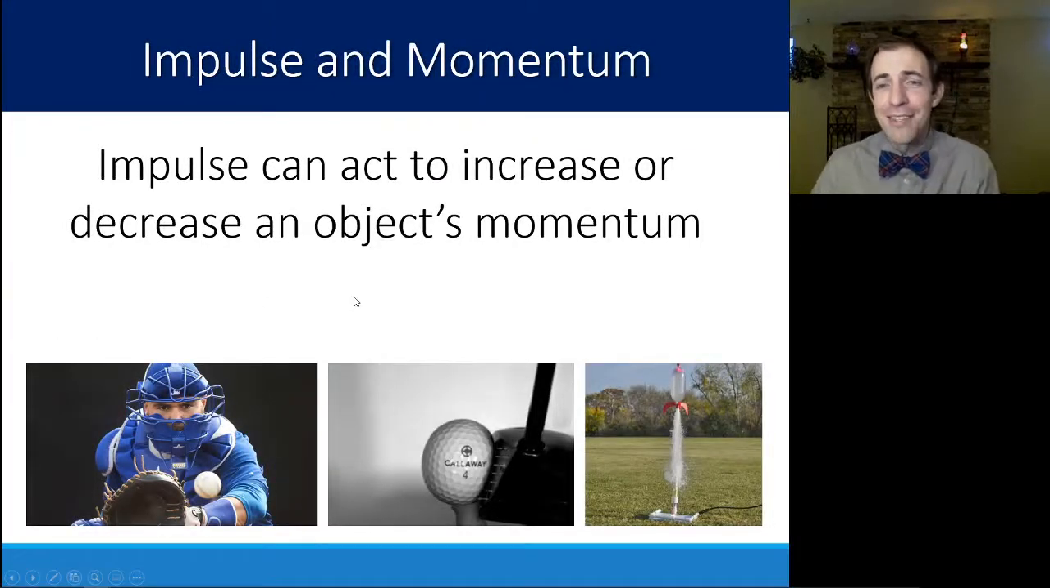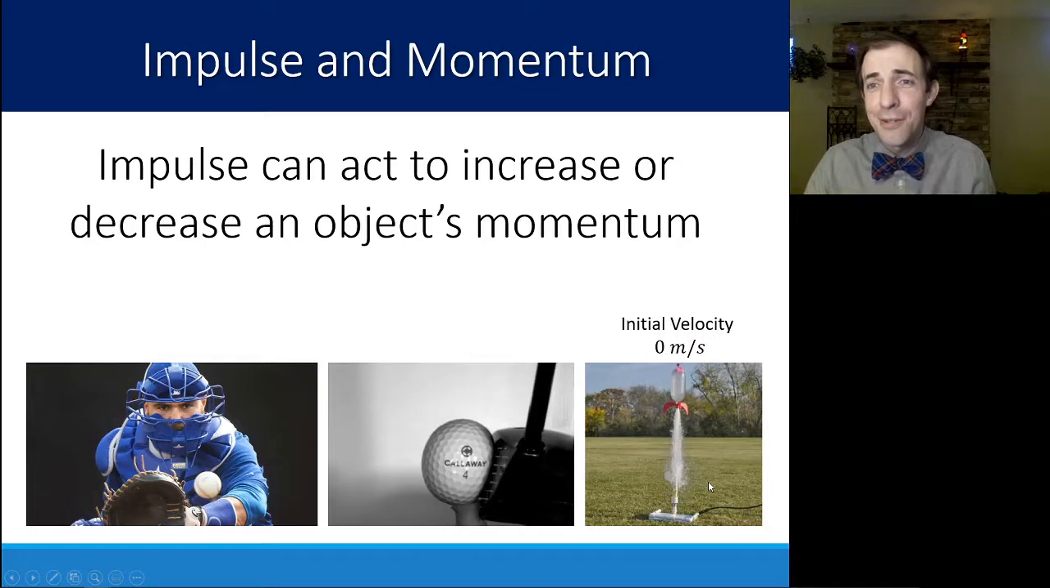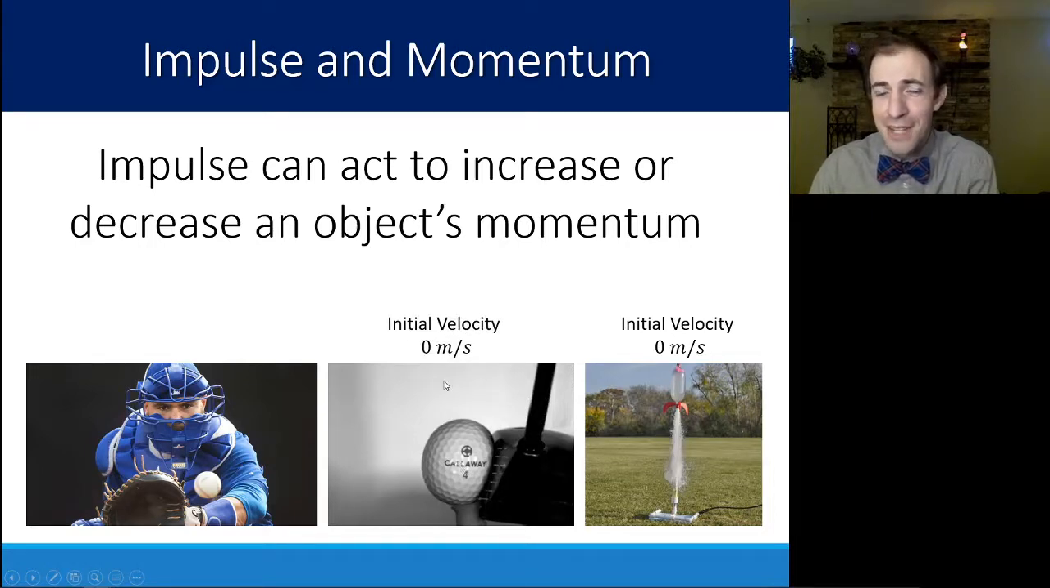Impulse can be used to either increase or decrease an object's momentum. So if we're looking at this rocket here, a force for a certain amount of time will increase it because it starts with an initial velocity of 0 and gets faster. Hitting a golf ball, there's a force imparted over a certain amount of time. If its initial velocity is 0, it's going to increase its momentum. It feels sometimes that hitting a golf ball is an instantaneous thing, but if you looked at it in slow-mo, that golf ball deforms quite a bit and is in contact with the club for a while before it fully leaves the club's surface and no longer has that force.